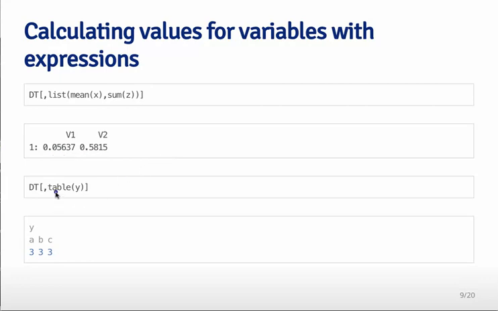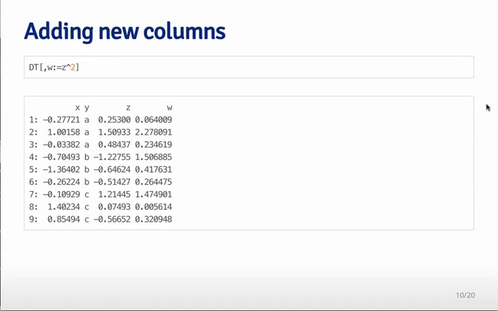You can also do that to perform pretty much any function. You can say, for example, get a table of the y values. And so anytime you pass a list into this second argument, it'll perform those functions and return the values. That's good for summarizing data.